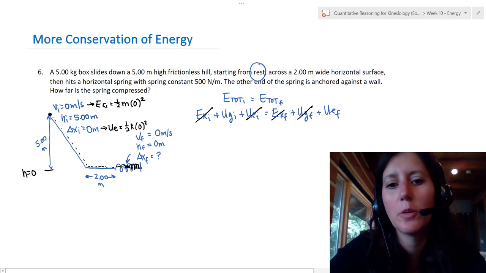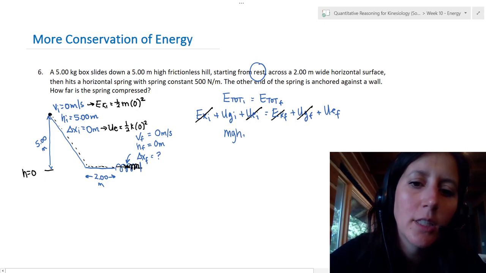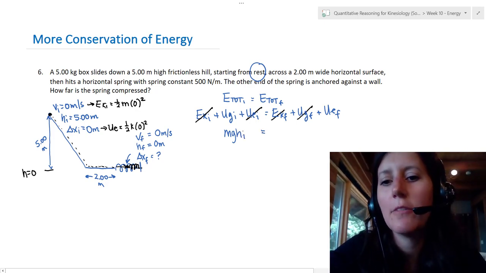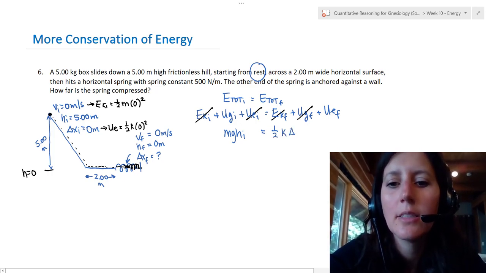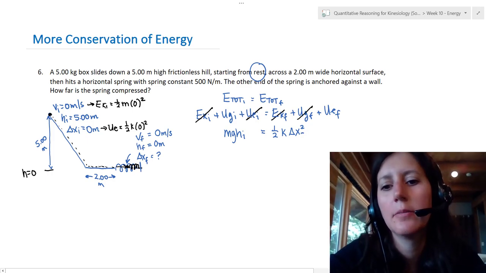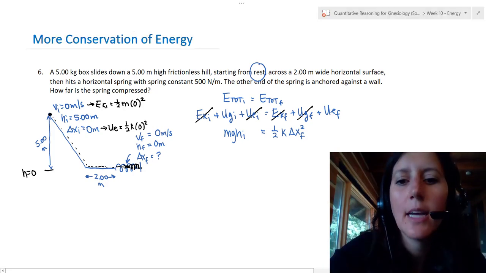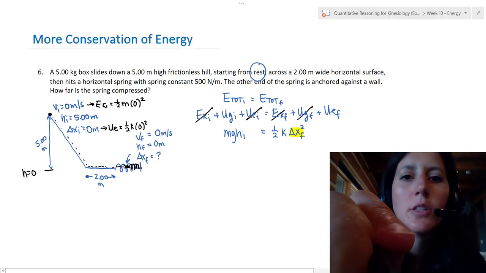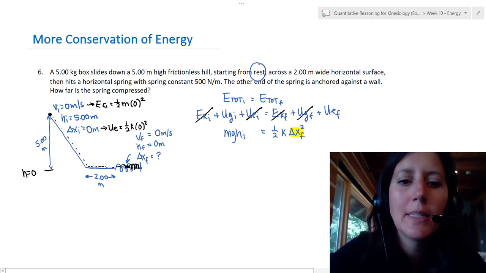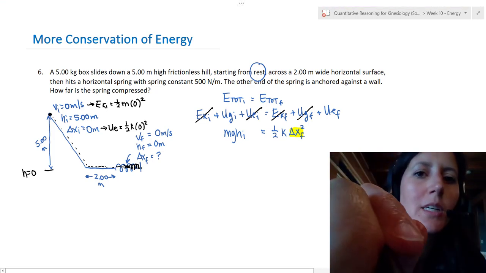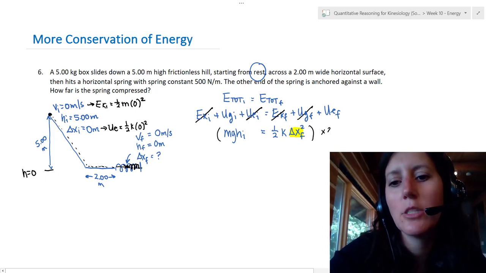Now let's plug in the actual formulas for each of these energies. UG is mgh initial. And at the end we have UE final, which is 1/2 k delta x final squared. All right, so we're solving for which value? The delta x final. That's what we're looking for. So why don't we go ahead and rearrange the formula right now. We're going to get rid of this half by timesing both sides by 2. We could divide by a half as well, and that's the exact same thing. So I'm going to times both sides by 2.